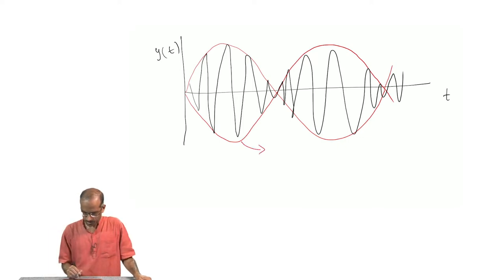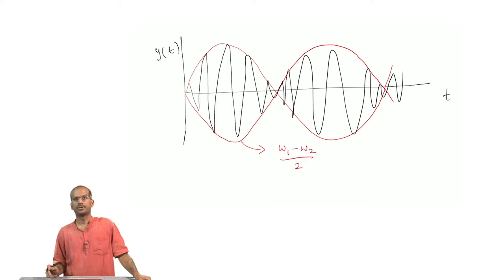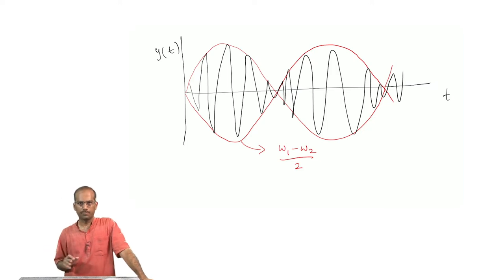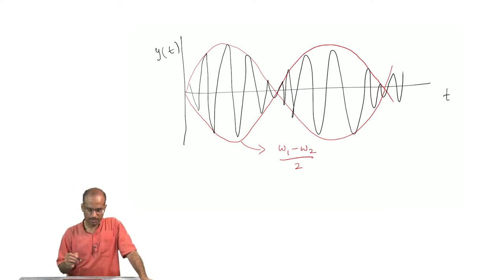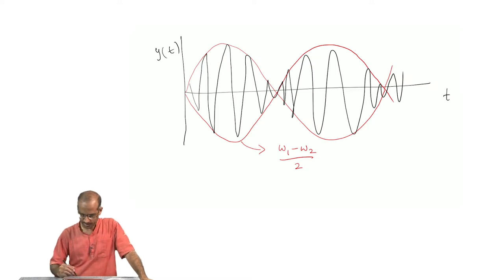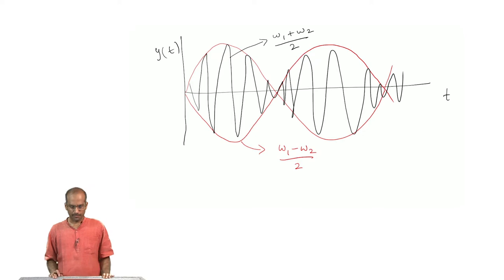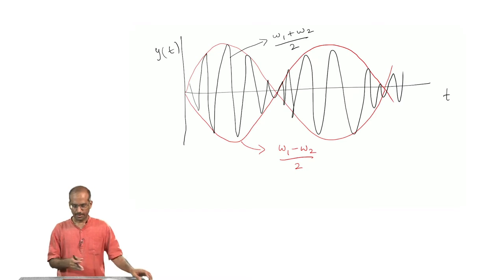Red curve here corresponds to a frequency of omega 1 minus omega 2 by 2. Given that omega 1 and omega 2 are nearly equal, that is a slower of the two frequencies. And the faster one, which displays fast oscillations, is omega 1 plus omega 2 divided by 2. When you have a curve like this, you would say that the phase velocity of this curve would be determined by the slower mode.